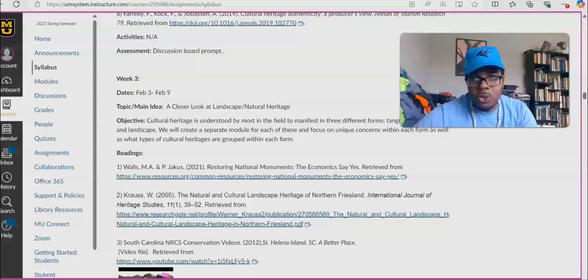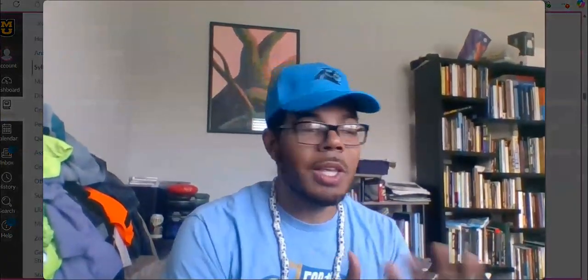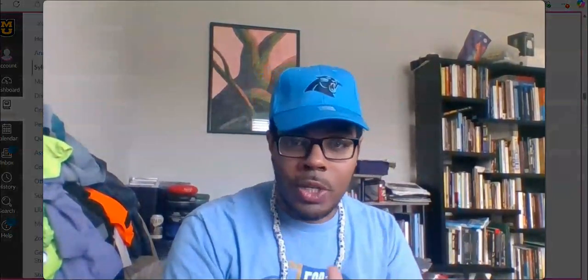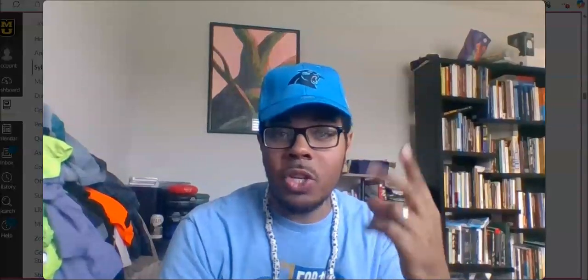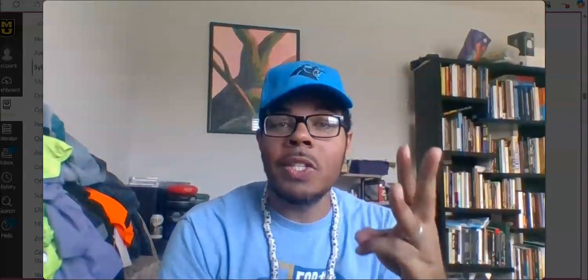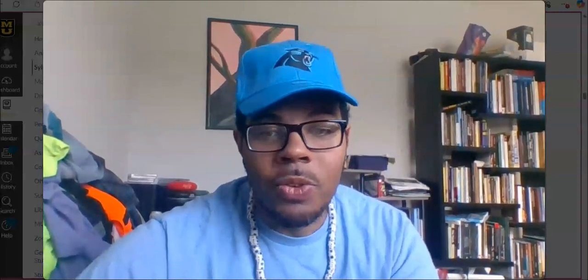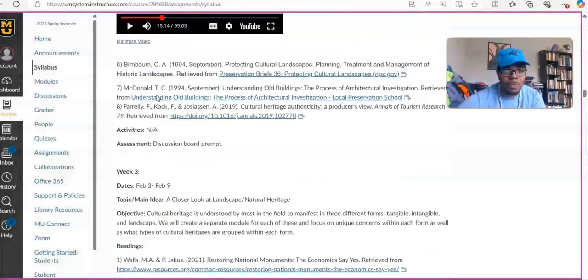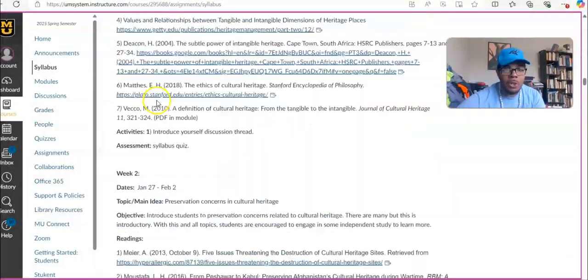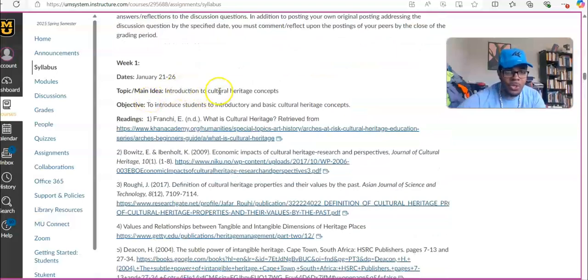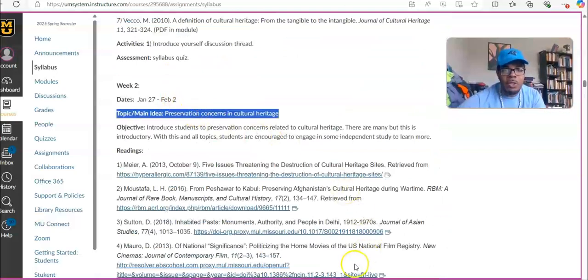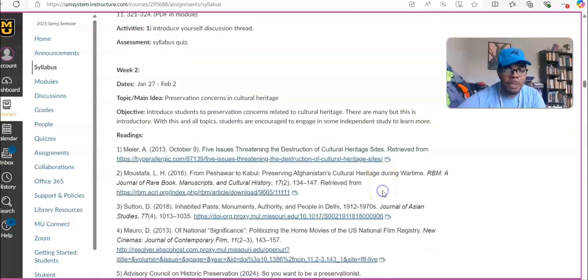And then from here, there are 3 types of heritage. When we talk about cultural heritage, most schools of thought break it down into 3 types: tangible cultural heritage, intangible cultural heritage, and landscape and natural cultural heritage. Even though landscape and natural is usually the 3rd one mentioned, I have this at week 3 instead of week 5 because you had those 2 very heavy introductory modules, the introduction to cultural heritage concepts and then preservation concerns. These are heavy and the reading can be drier.